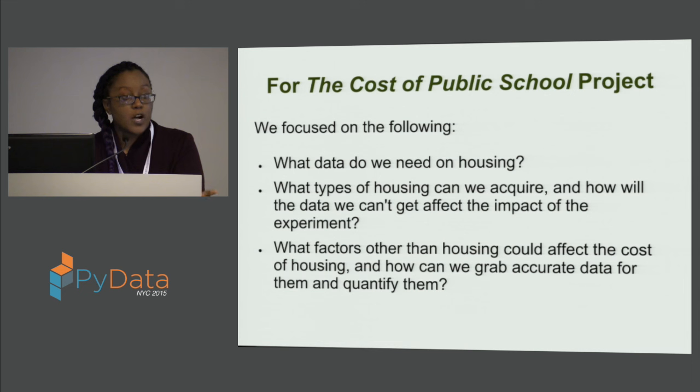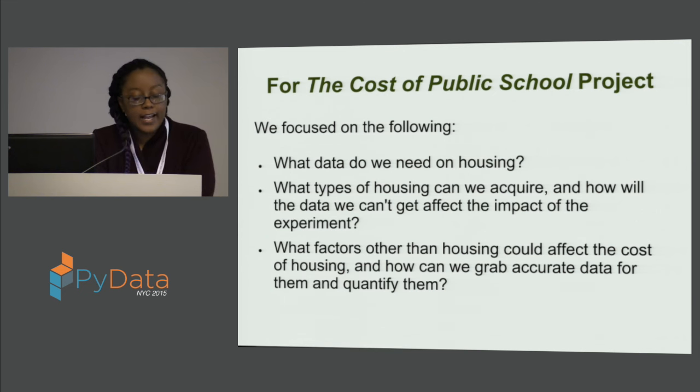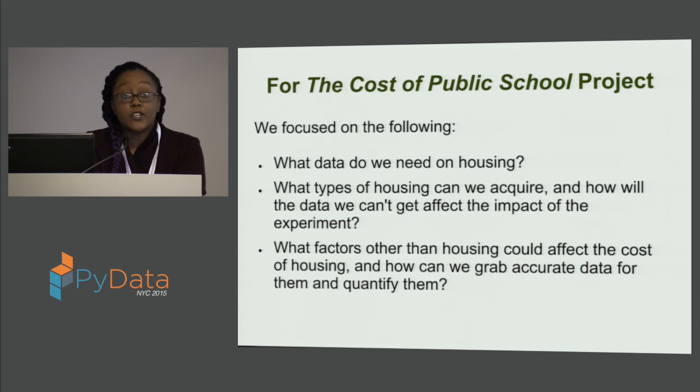So for the cost of public school project, we looked at these things as necessary to stay true to the meat of what we wanted to find. What data do we need on housing? We knew that it wouldn't really make sense to compare a 3-bedroom, 2-bathroom apartment price with a 1-bedroom, 1-bathroom apartment price. And so we needed to know the features of a particular piece of housing as far as bedrooms, bathrooms, the square footage, and we needed the address to place it inside a school zone.